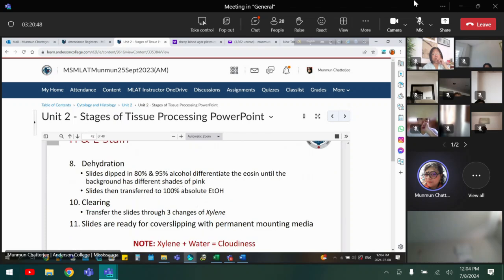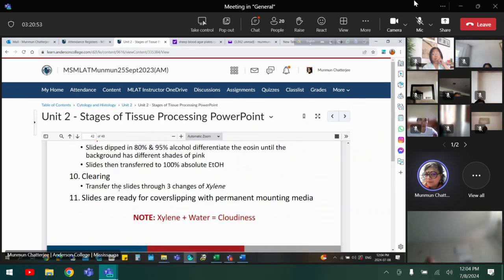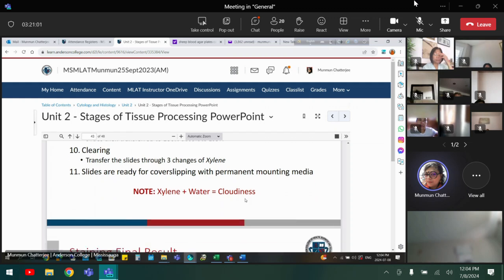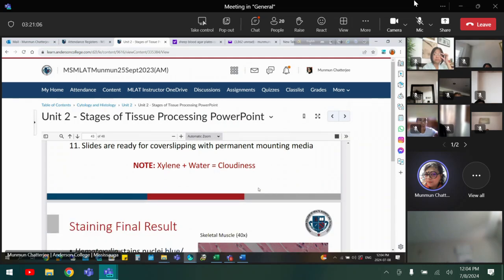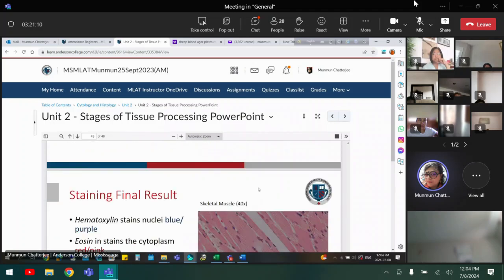Slides are then transferred to 100% absolute ethanol. Clearing: transfer the slides through 3 changes of xylene. After that, the slide is ready for coverslipping with permanent mounting media. Xylene plus water means cloudiness. That means if there is any water in the tissue, it's going to be cloudy.